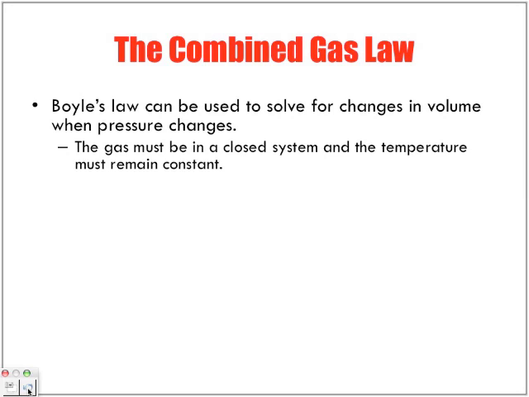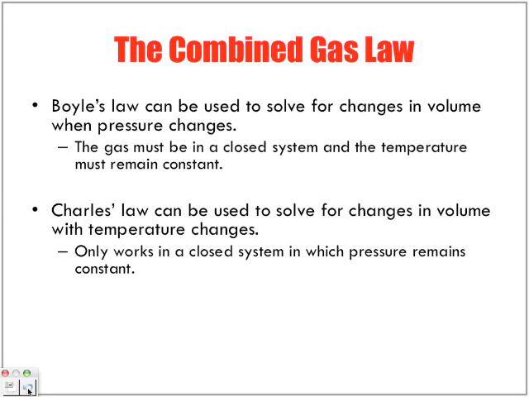So the combined gas law. Boyle's law can be used to solve for changes in volume when pressure changes. So the gas must be in a closed system and the temperature must remain constant. Remember that for each set of laws, there was always one constant. Charles' law can be used to solve for changes in volume with temperature changes. It only works in a closed system in which the pressure remains constant.